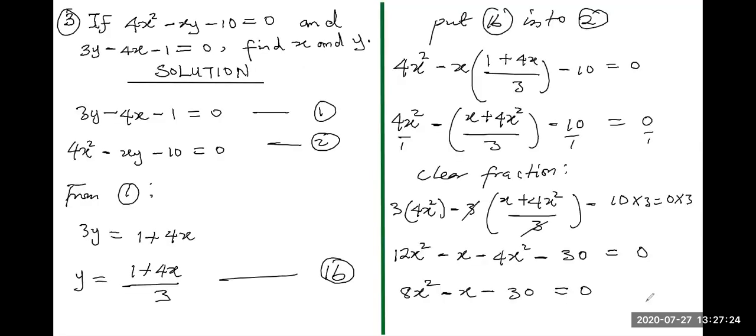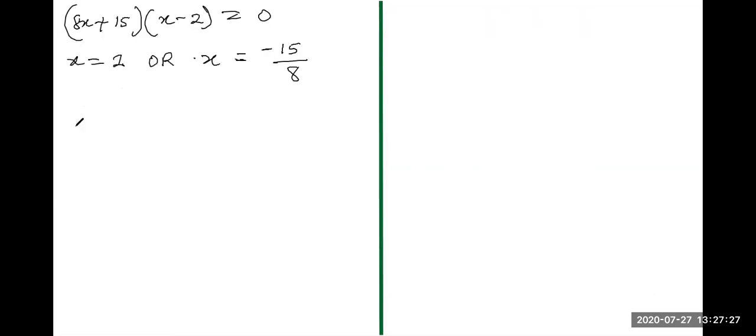So when you solve for this one, you're going to have x equals 2, or when you solve for the other one, you're going to have x equals minus 15 over 8. So these are the 2 solutions for x, but we have not gotten the 2 solutions for y. So using equation what now? Equation 1b, which is y equals 1 plus 4x over 3.